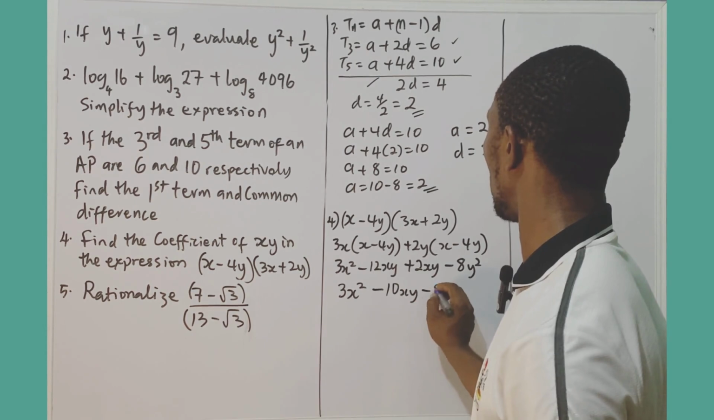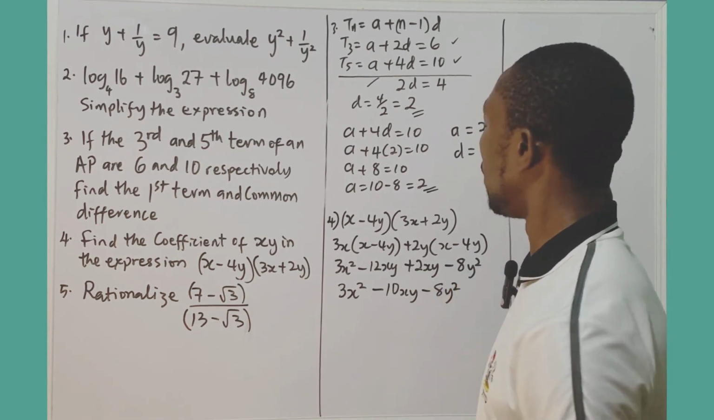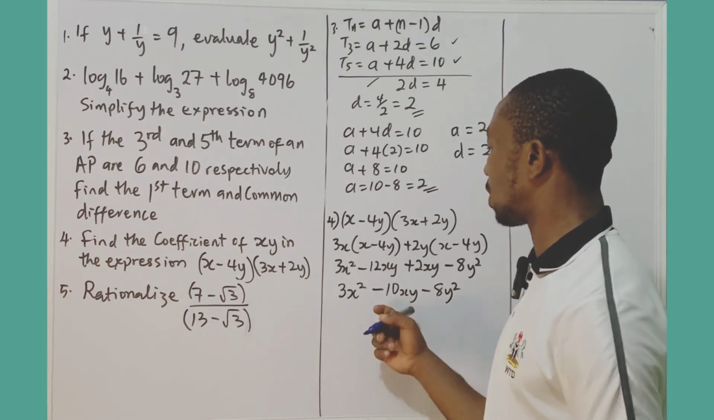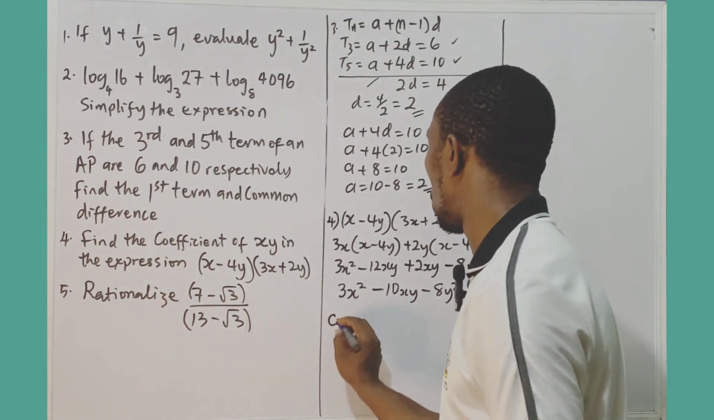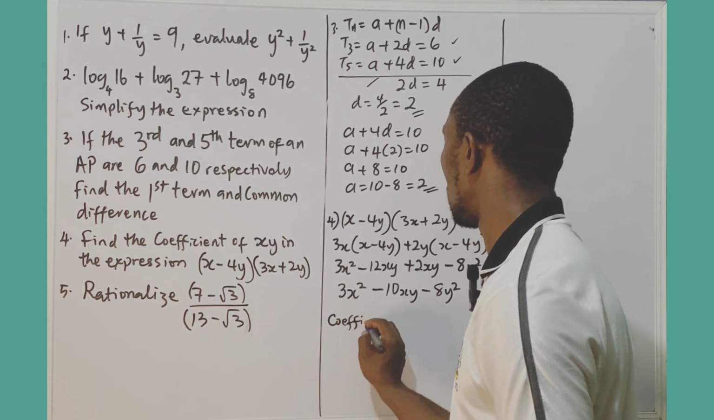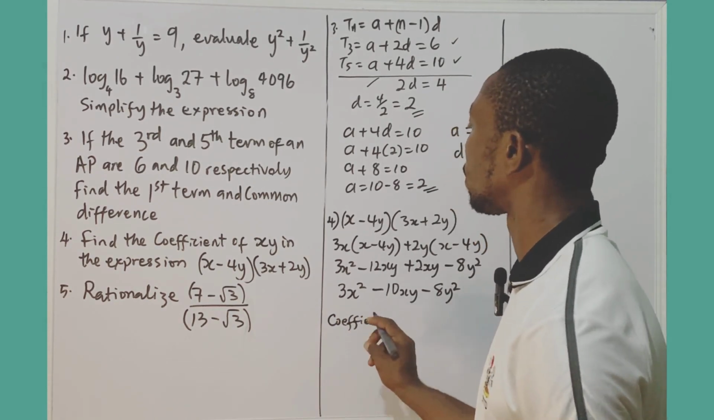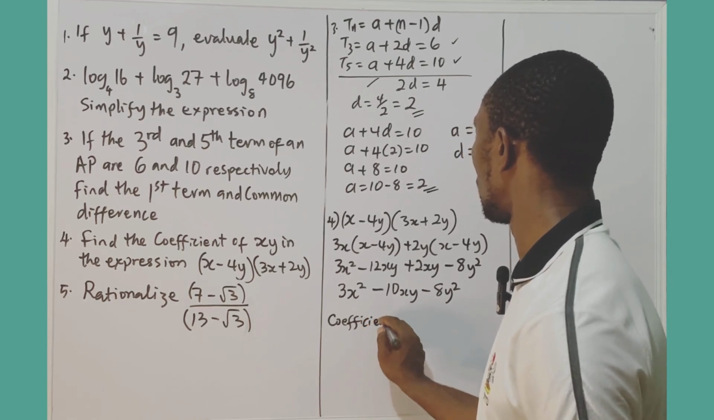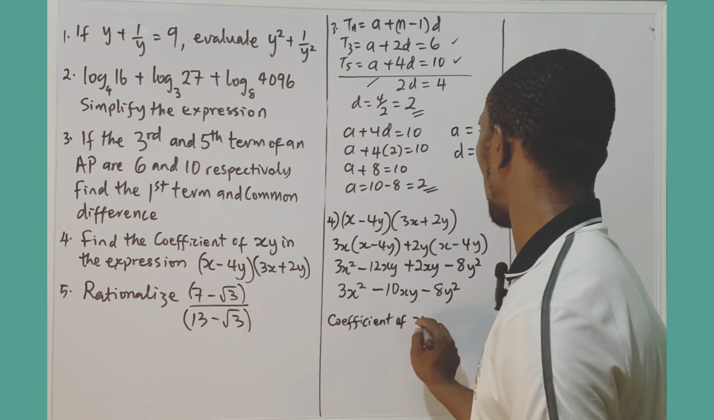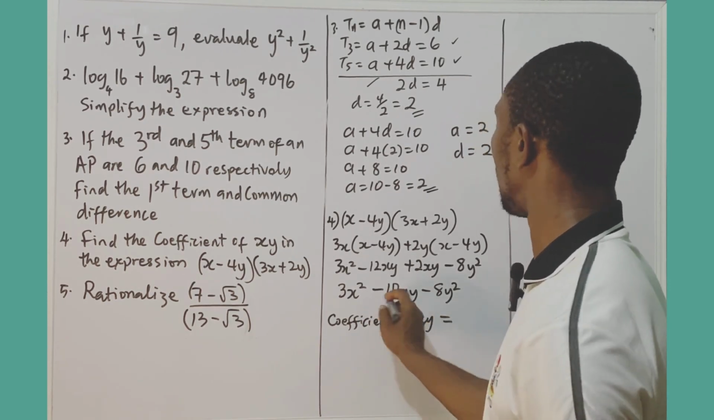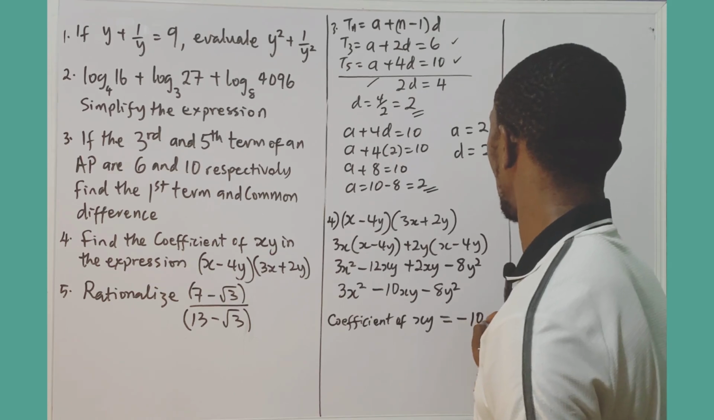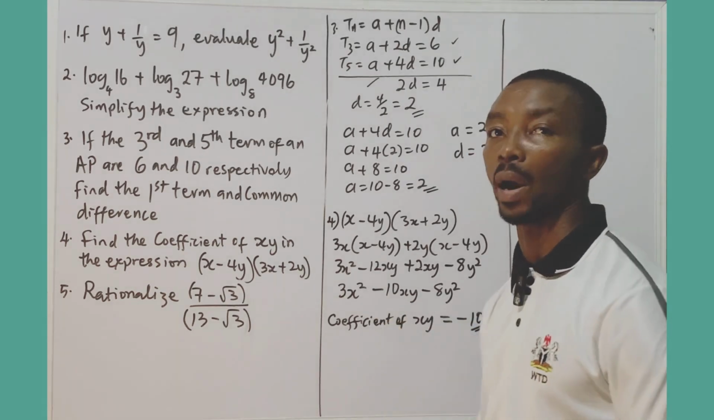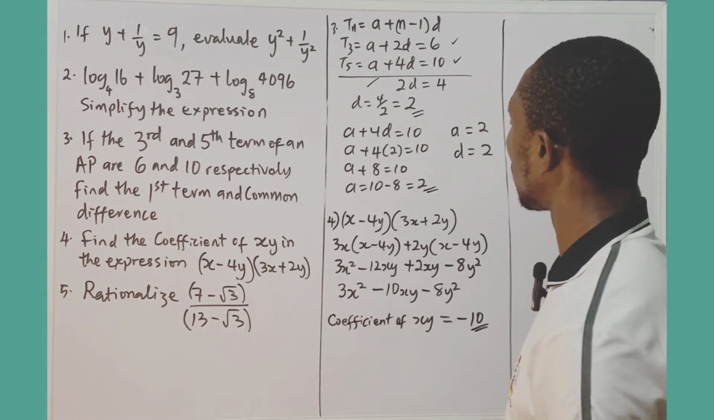10xy minus 8y squared. Now with this, we can now see that our coefficient of xy will become, what's the value? Minus 10. Our coefficient of xy will become minus 10.